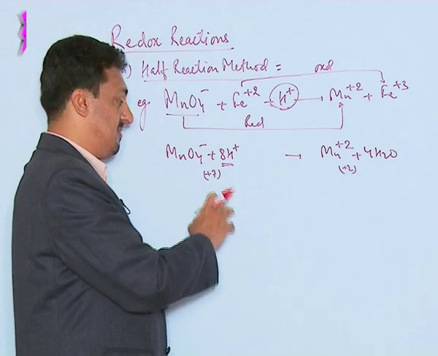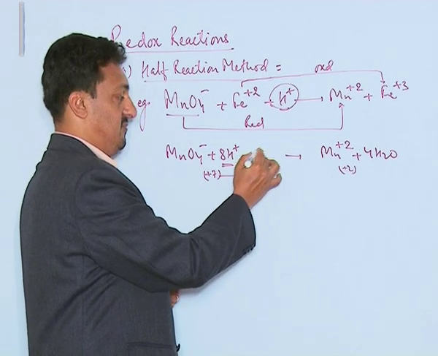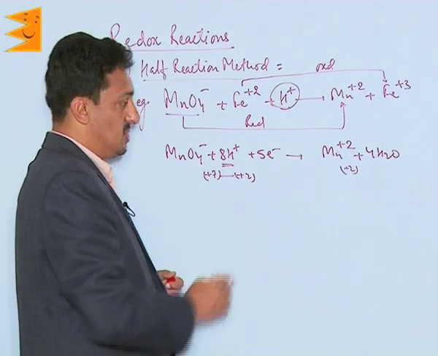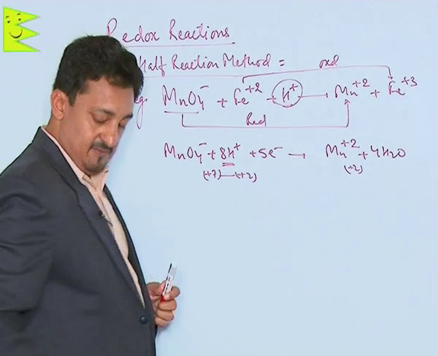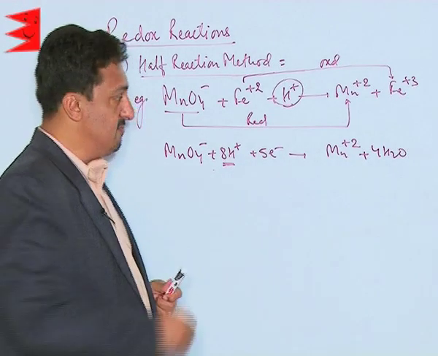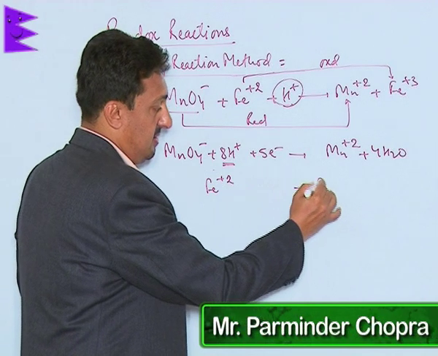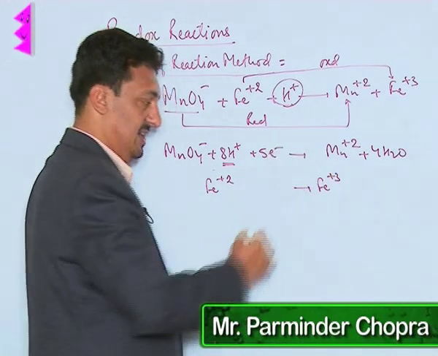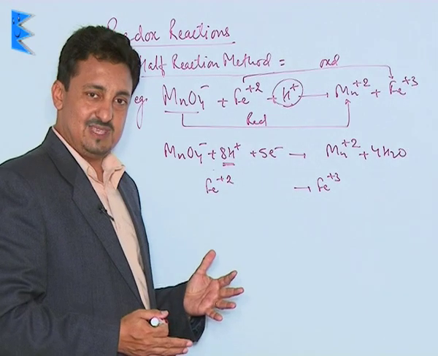Now, how many electrons can be added so that this plus 7 becomes plus 2? Yes, it is 5 electrons. So by putting up 5 electrons, the charge also gets balanced. So this is how our first half is getting balanced. Let us move to the second half. The ferrous ion is getting what? Oxidized to ferric ions.